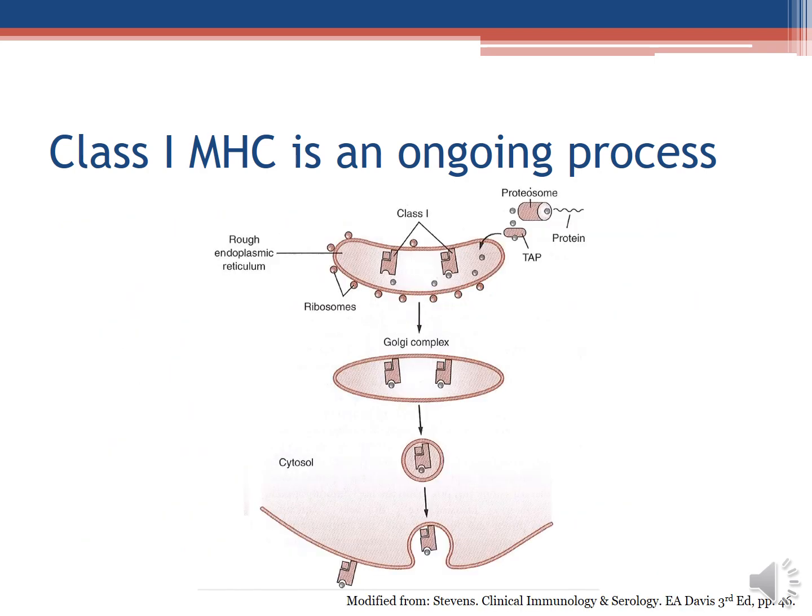This is just a diagram of the Class I MHC and its antigen processing. So it is constantly going through this process and presenting new antigens with the Class I MHC on the outside of the cell membrane.